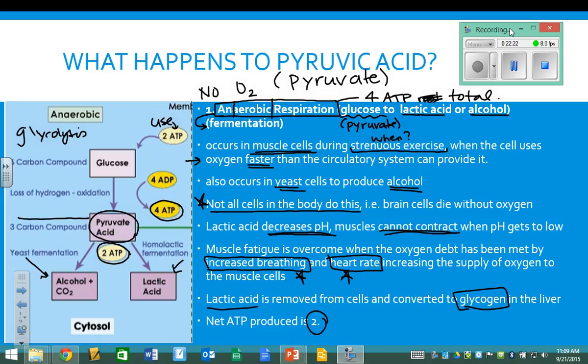All right, so that is the first thing that can happen to pyruvic acid. It does anaerobic respiration, meaning no oxygen present. This part all happens in the cytoplasm, all of it. So organisms that don't have mitochondria can only do this part. They can't do the next part that happens in the mitochondrion.